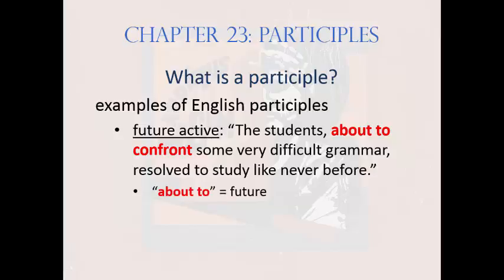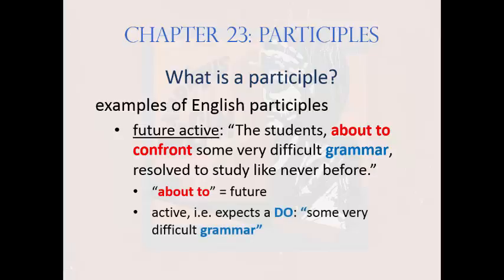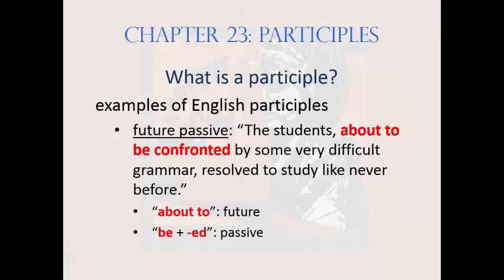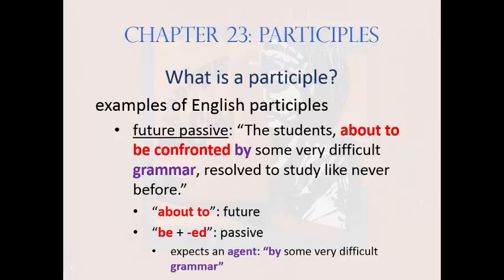The about to tense marker indicates that the action of the verb confront will take place in the future, and the lack of a verb to be shows that the participle is active and will expect a direct object. Here's some very difficult grammar. Future participles can be passive as well. For instance, the students, about to be confronted by some very difficult grammar, resolved to study like never before. About to shows that the participle is future, and be shows that it's passive, and, like passive forms, expects an agent: by some very difficult grammar.